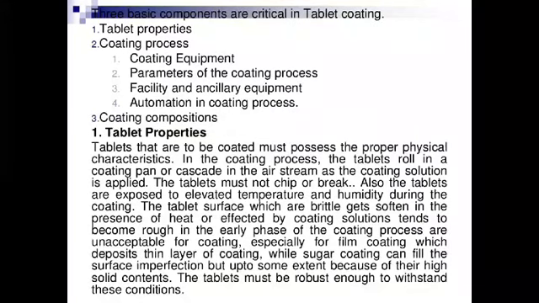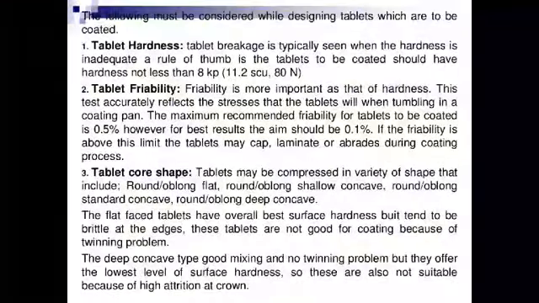So the critical elements for tablet coating are the tablet properties, that is the tablet bed. Then you have coating apparatuses like coating equipment, coating parameters, facilities, and other ancillary equipment. Sometimes, because the number of tablets is a huge load, automation is done for coating.